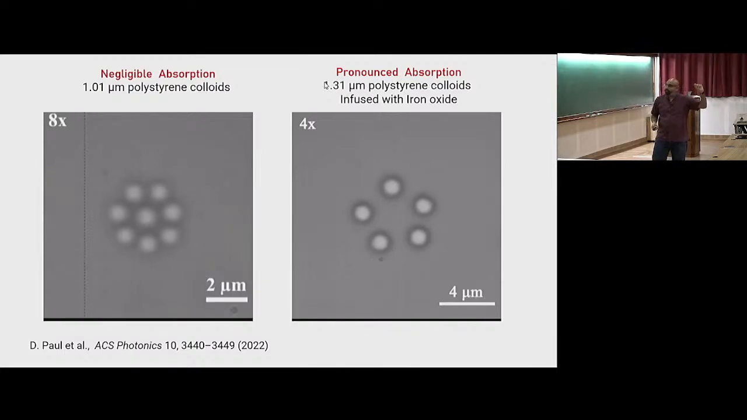The crucial factor between these two pictures is that in this particular case, it's a pure polystyrene colloid. And here we actually have infused iron oxide material in this colloid. Sizes are more or less the same. It's very difficult to experimentally get the exact sizes. So we have tried to match it as close as possible. But this effect is consistent.